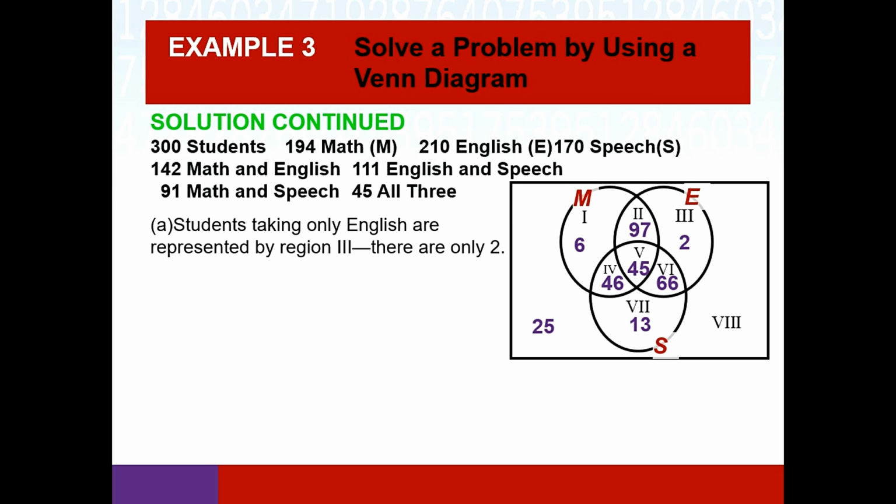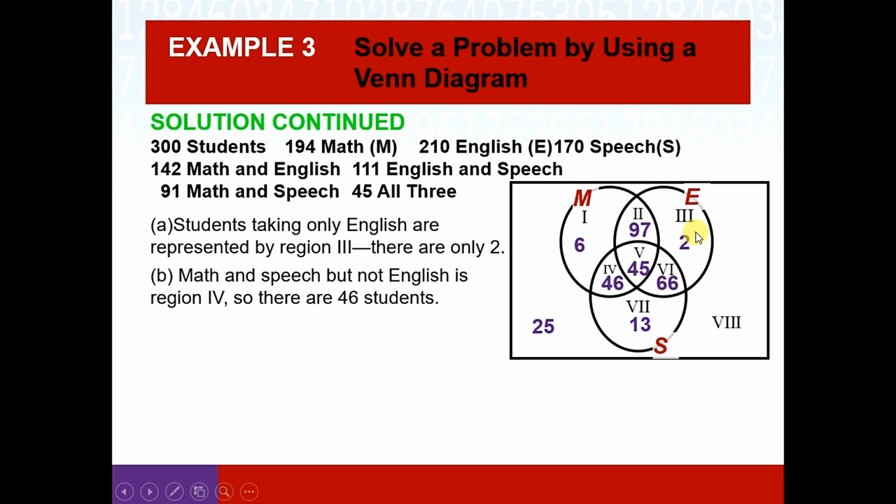Students taking only English, and that is 2. Alright. Math and speech, but not English. Okay, so not English. This is our region 4. So that is 46 students.